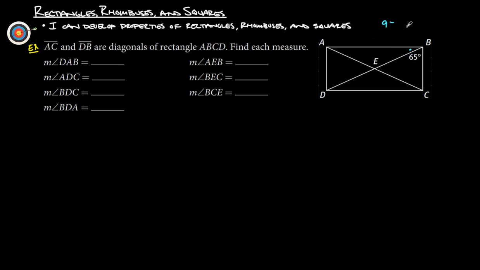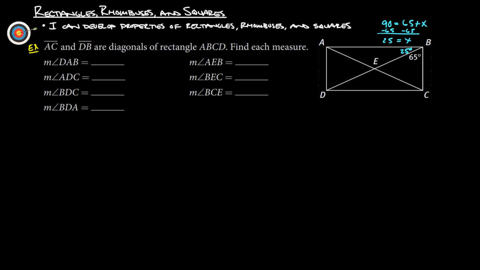Oops, let's try that again. 90 degrees has to equal 65 plus the leftover piece right here. So subtract 65 from both sides, and we get that x is going to be 25. So this here is 25 degrees.